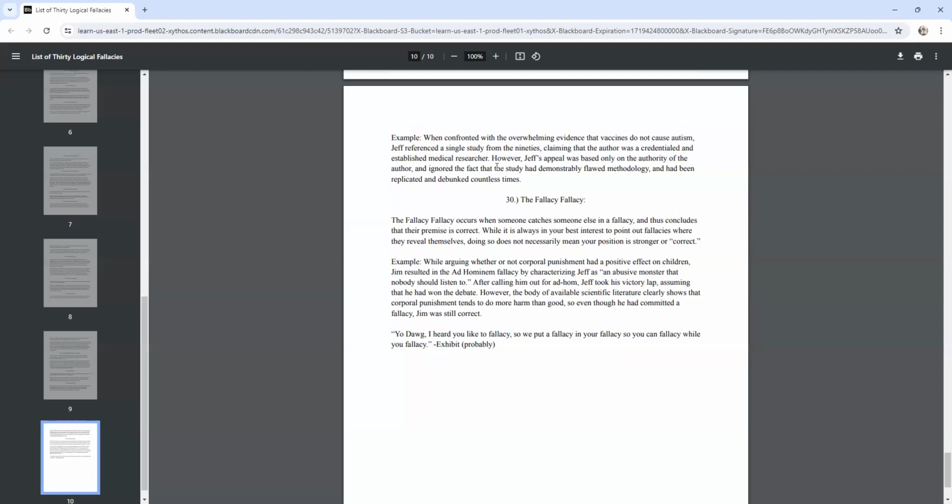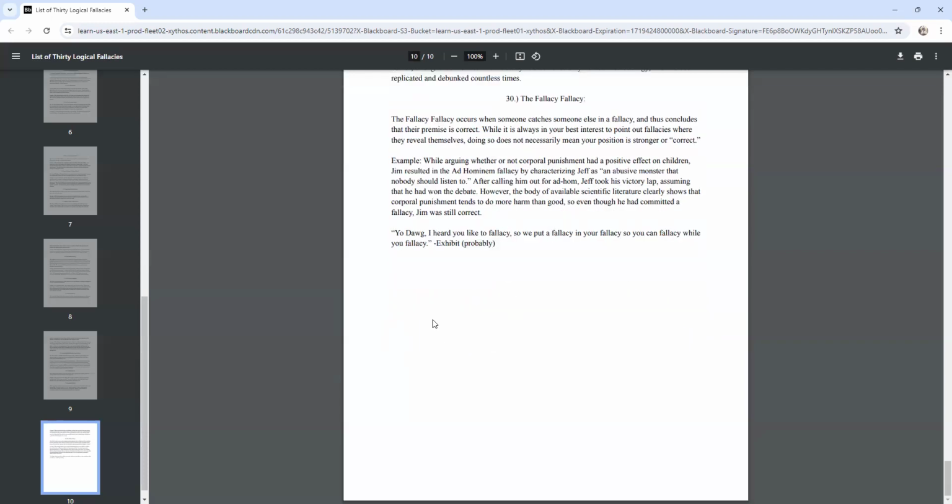So it doesn't mean that you're wrong. It's still a good idea. Still makes your premise look stronger. But again, it's all about the facts and what we can prove and what we can show. And then again, my little dry humor here, I have this quote. Yo, dog, I heard you like to fallacy. So we put a fallacy in your fallacy. So you can fallacy while you fallacy. And that's exhibit, probably. Probably not.